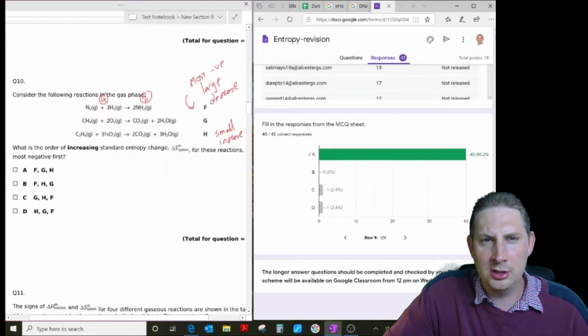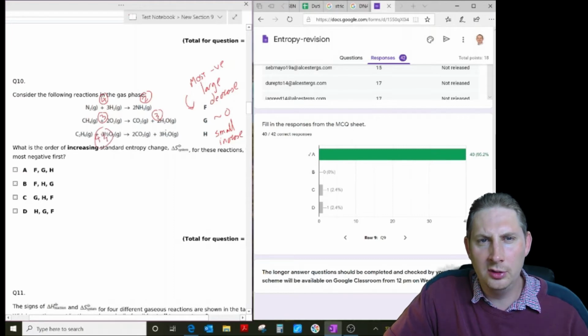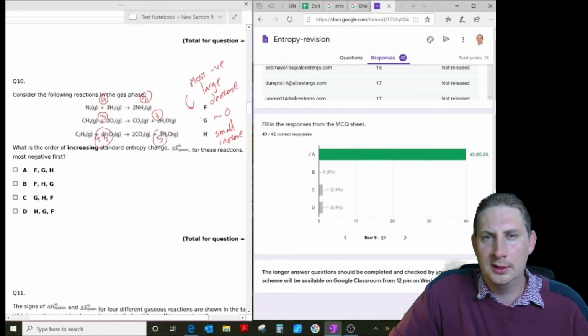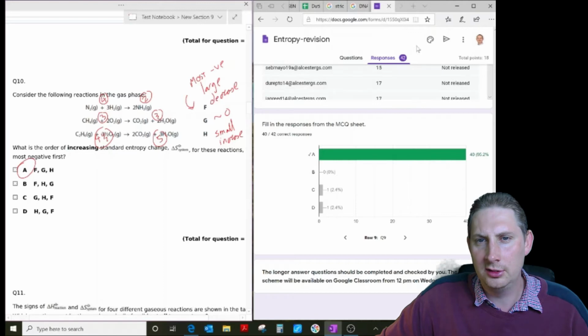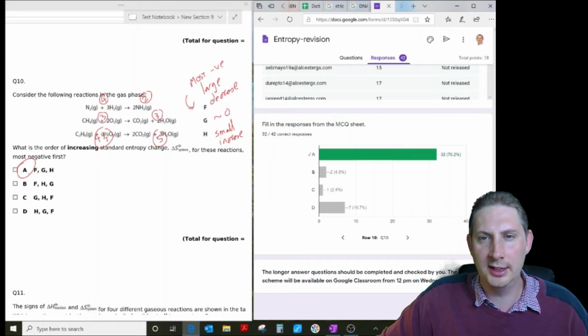And this one here you're going from 3 gas molecules, in fact, why don't I write this, 3 gas molecules to 3 gas molecules, so that would be about 0. And this one, as we said, 4.5 up to 5. So it should go F, G, H, A, from most negative through about 0 to positive, and yes, over 3/4 of you got that right.